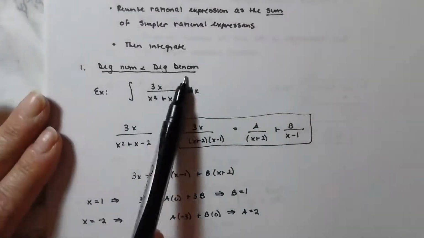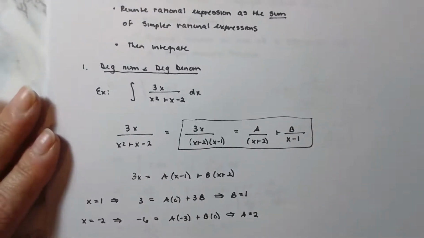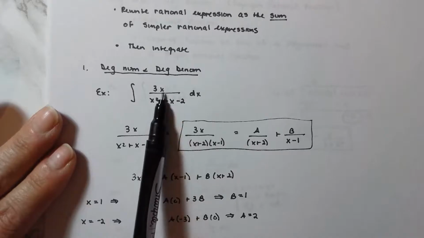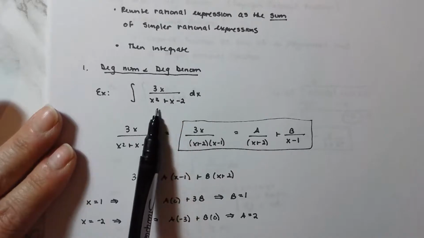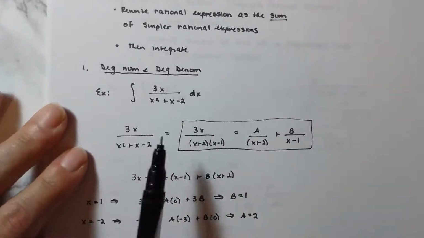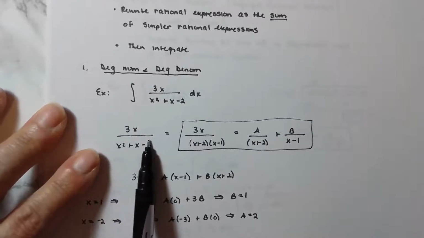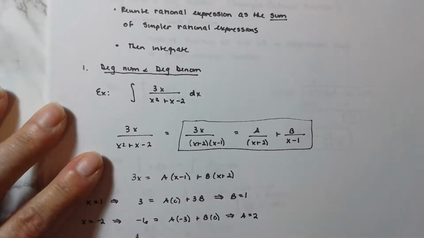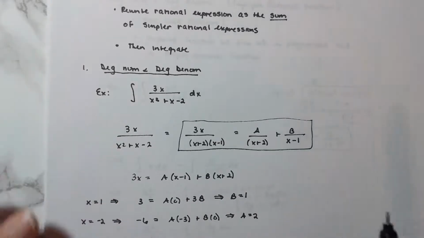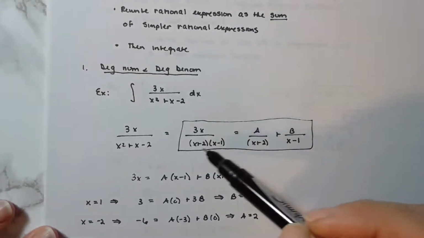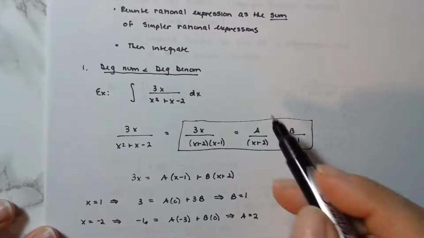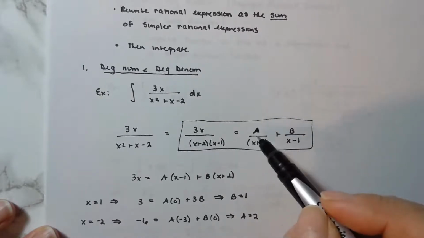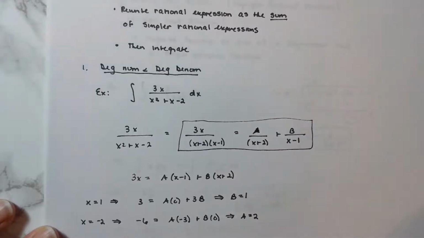So let's do a couple of these first, and then we'll do one that involves long division. Okay, so we have this function here, degree of numerator less than degree of denominator. So what I'm going to say is that this integral is equal to 3x over the factored form of the denominator. And that means that I can take each factor in the denominator and write those as a sum of, we call it A, B, C, and so forth, all right?